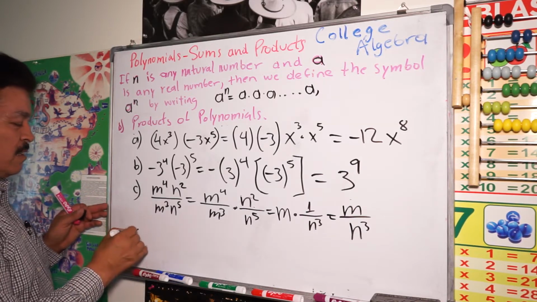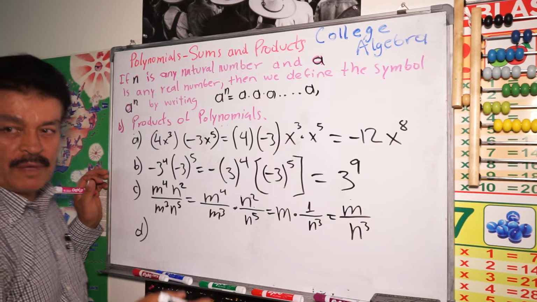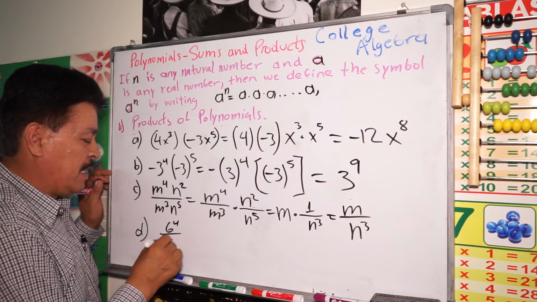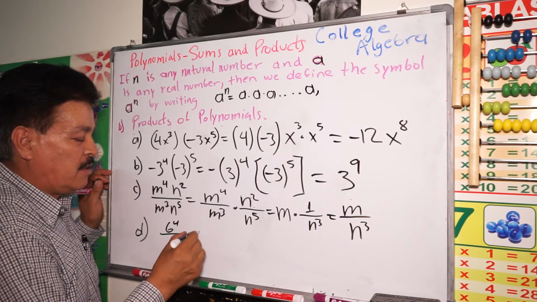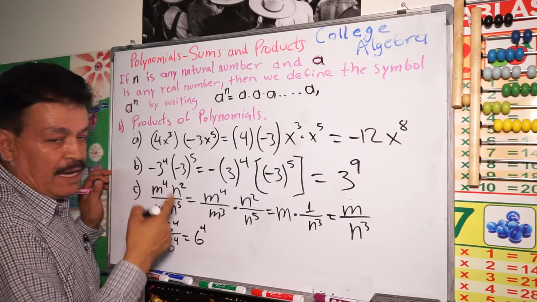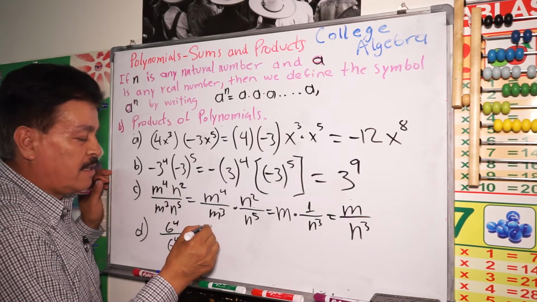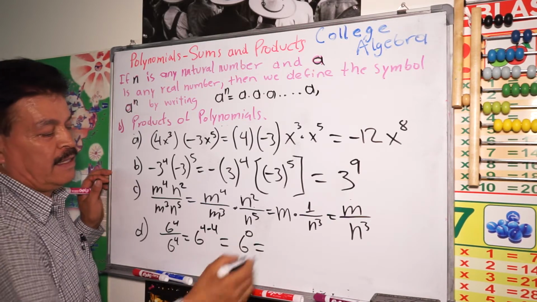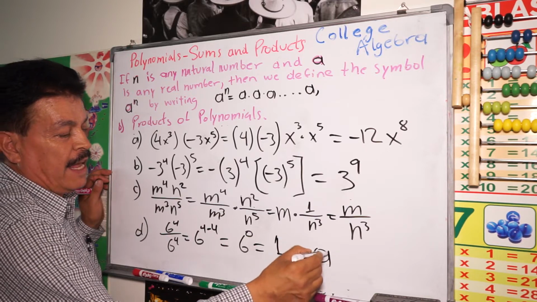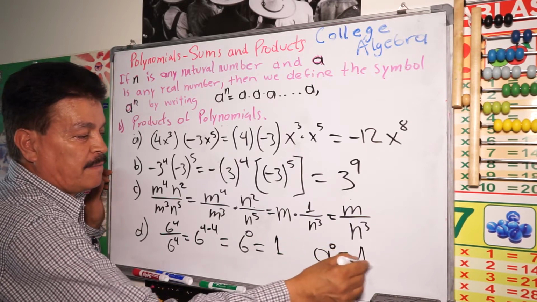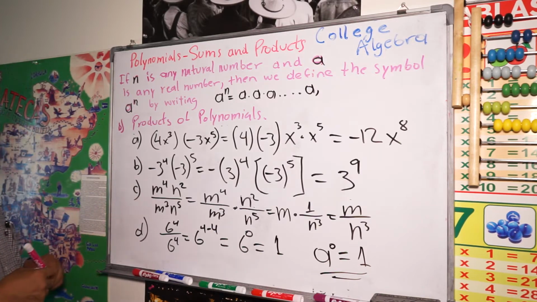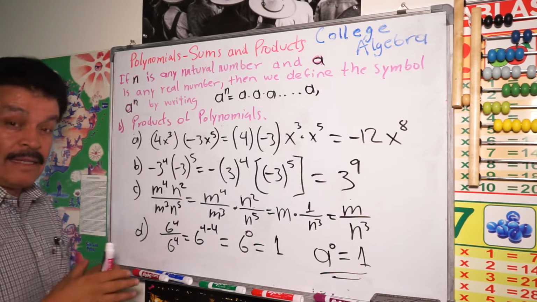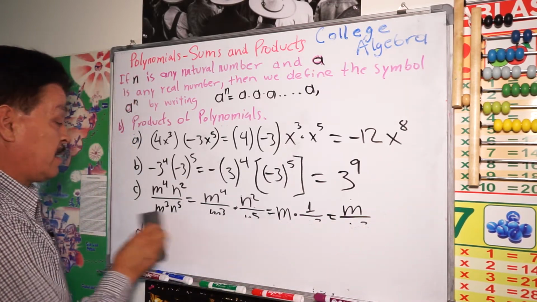Let's solve one last one just to review the properties of the exponents. Like I told you, 6 to the 4th power divided by 6 to the 4th power. Very simple. It's going to be 6. When you divide the exponents, subtract. It's going to be 6 to the 0th power. This equals 1. Why? Because of this property: a to the 0th power equals 1. Remember this rule. This is a property for applying the properties of the exponents.